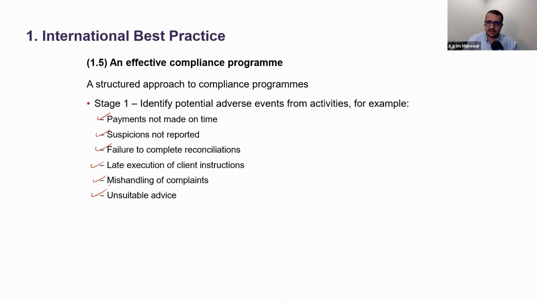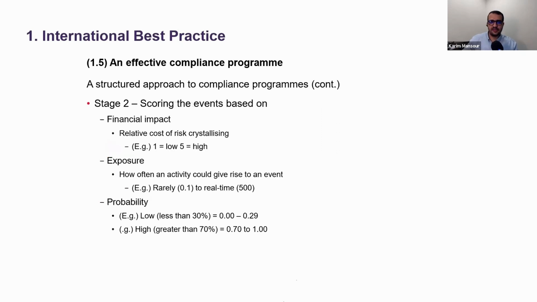Unsuitable advice is another problem that might cause compliance issues for you as a company. This happens a lot in most countries: you missell a product to a client. You tell the client to buy a product which is not suitable for them. So the second stage is you score the events. Basically you score them based on three things: impact, exposure and probability.